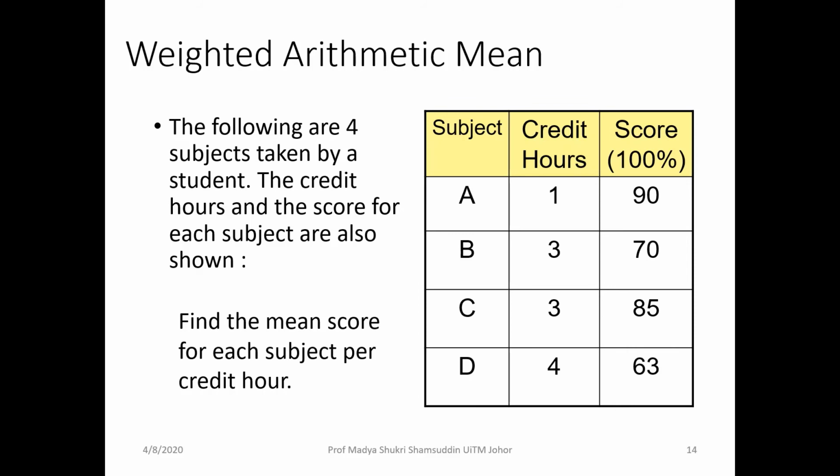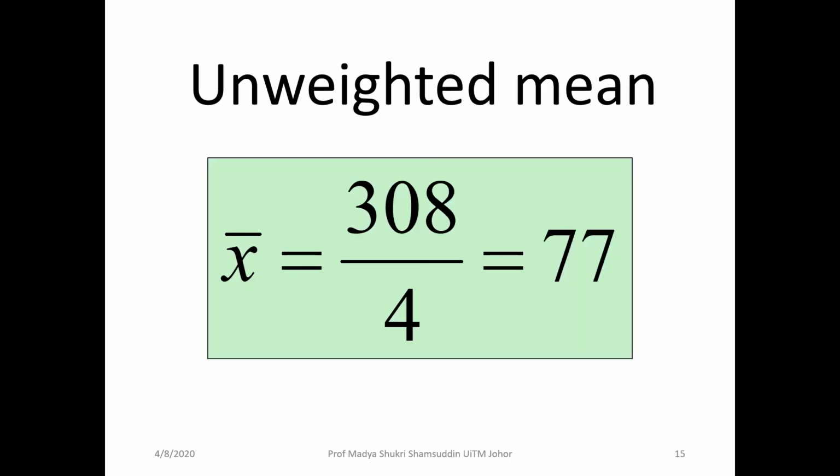Suppose we calculate the mean score without taking into account the credit hours. This type of mean is called unweighted mean. We will get the unweighted mean equals 90 plus 70 plus 85 plus 63 divided by 4, which is equal to 308 divided by 4, which is equal to 77.